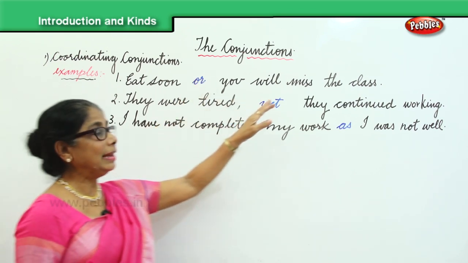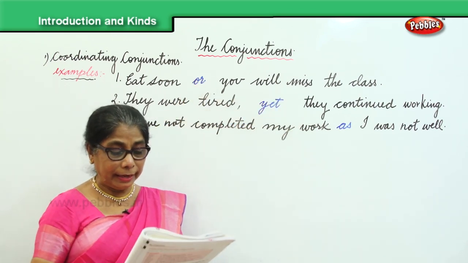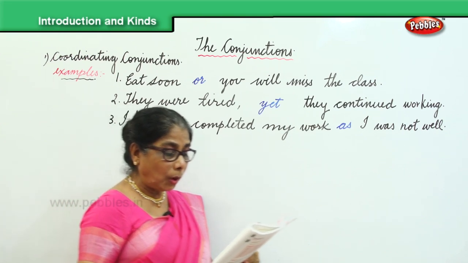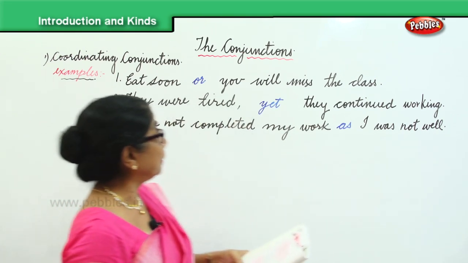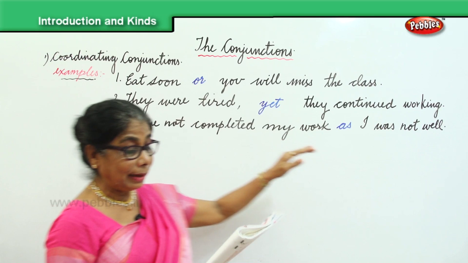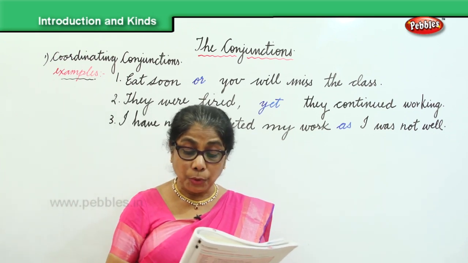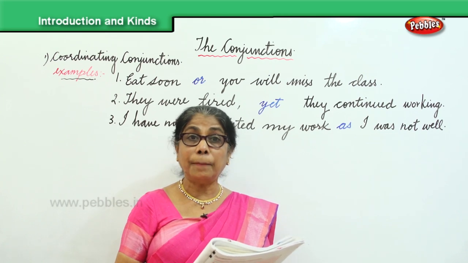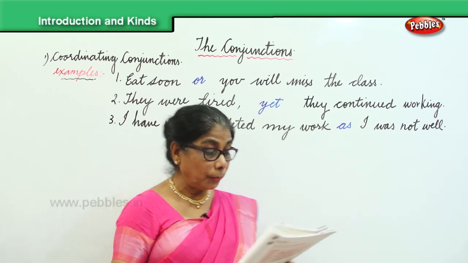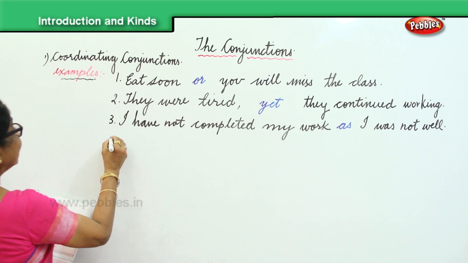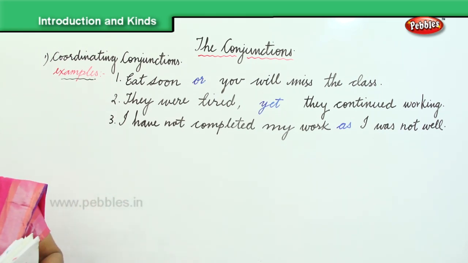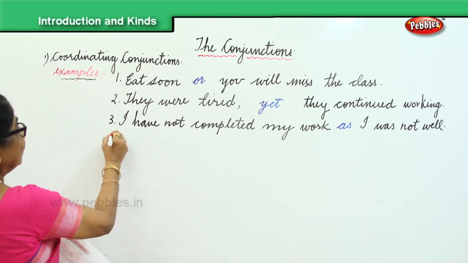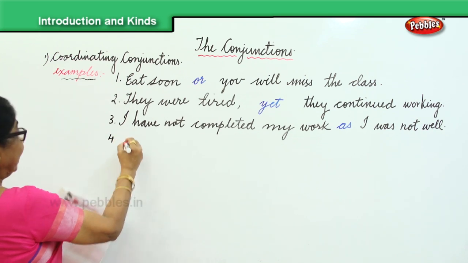Or, yet, as. Okay. Now, the chief coordinating conjunctions are or, yet, as. You also have some more: either, nor, also, for, but. We will do some more. I will write it so that you will understand this better. Birds fly. You have done it already, but I will write it again.